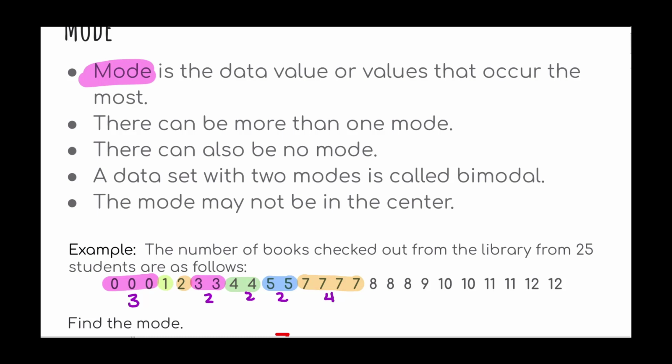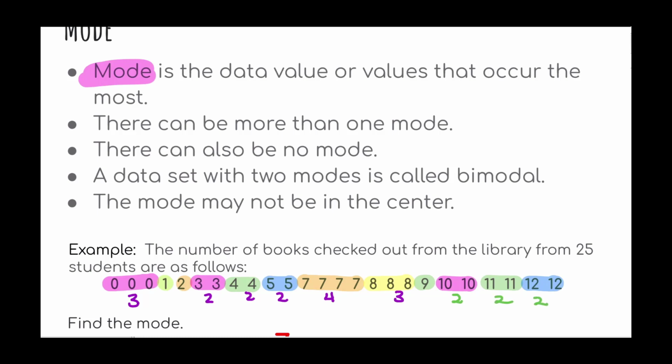There are 3 8s. There's 1 9. Oops. Trying to do different colors here if you can see those. 1 9. There are 2 10s. There are 2 11s, and then there are 2 12s.